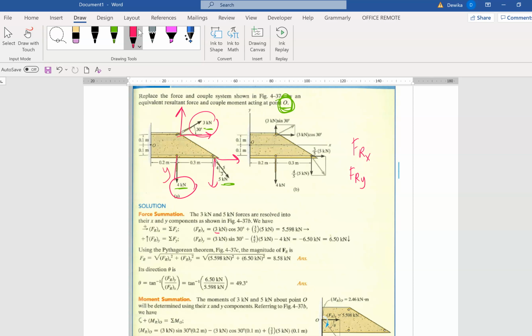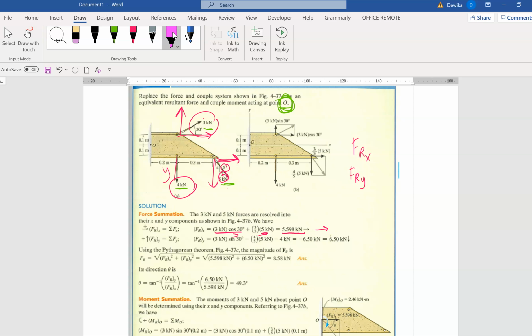So let's do that. We have the 3 in the x-axis, cos 30. Then we have this 5 in the x-axis, 3 over 5, can you see the flat one? 3 over 5, so multiply with 5. We have solved for the x, which is now 5.598 on the positive side. Keep that aside.